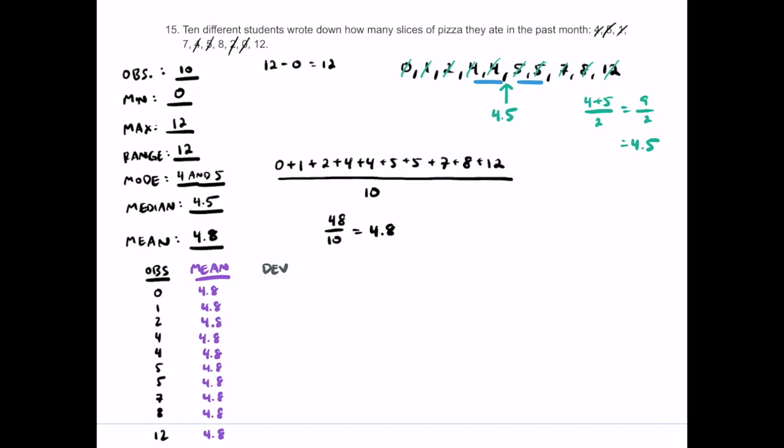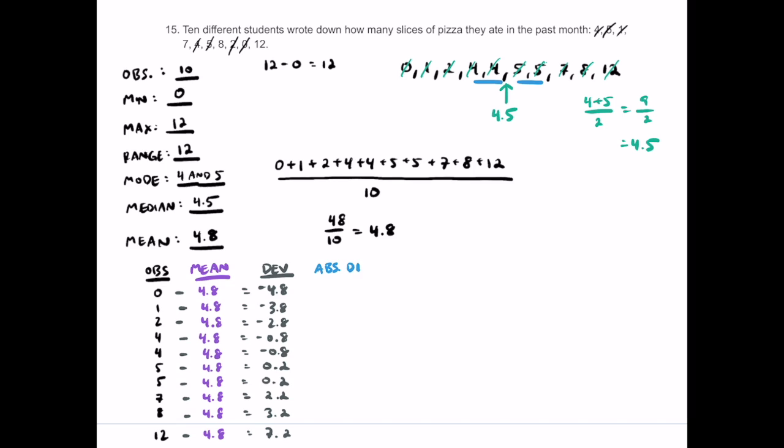So deviations is going to be how far each of them are from here. So when we subtract, negative 4.8, negative 3.8, negative 2.8, negative 0.8, another negative 0.8, positive 0.2, positive 0.2, should be 2.2, I believe, should be 3.2, and 7.2. Okay, so the ones that were below average get a negative deviation, and the ones above average have a positive deviation. So moving on, and let's find the absolute deviations.